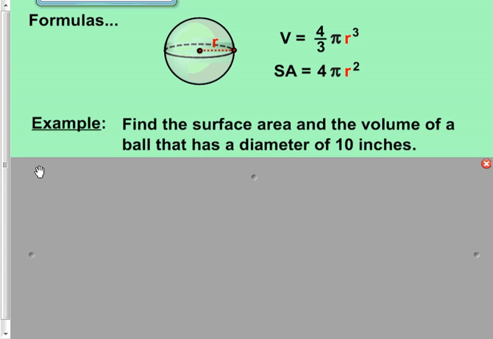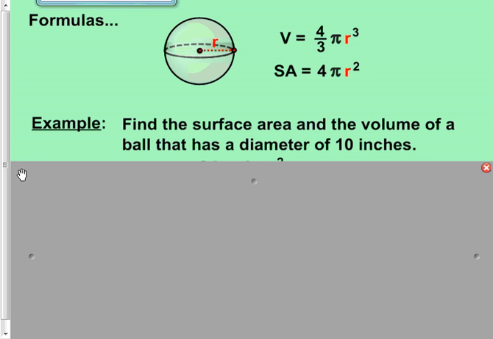Let's take a look at a basic example here. Find the surface area and the volume of a ball that has a diameter of 10 inches. Well, once again, to find surface area or volume, all we need is a radius measurement. As we said, that radius measurement could come from anywhere. It could come from they give us the radius, or they give us diameter, or they give us surface area, or they give us volume. All of those measurements have the radius in them. We just have to get it out.